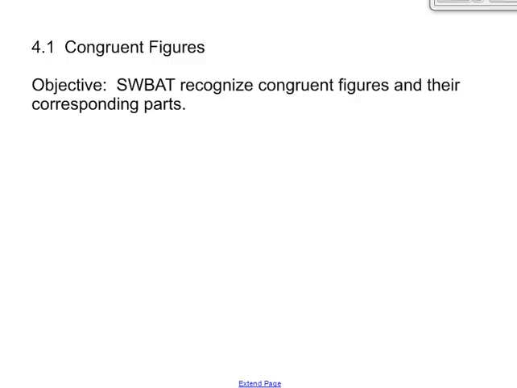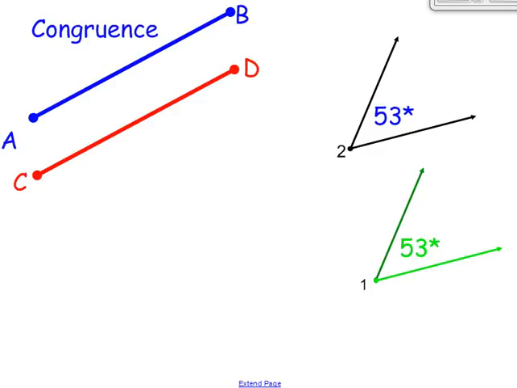In this lesson, this is 4.1, we're going to talk about congruent polygons. And we're going to learn what it means for two polygons to be congruent. We need to start by going back to Chapter 1 and recalling congruency from Chapter 1.